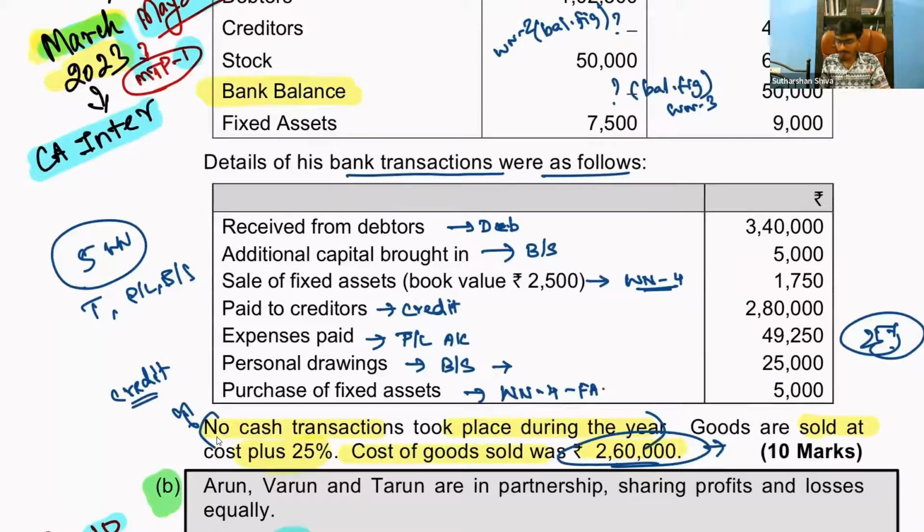Okay. Then sale of fixed assets, value 1,750 against 2,500. You are making a loss on sale of fixed assets. Then paid to creditors and expenses paid entries you will simply pass. Paid to creditors entry will be creditors to bank; expenses paid, expenses to bank. Personal drawings entry will be drawings to bank. Purchase of fixed assets, I am purchasing a new fixed asset, entry will be fixed assets to bank. Everything is affecting the bank account. Twofold effect you need to give. No cash transactions take place.